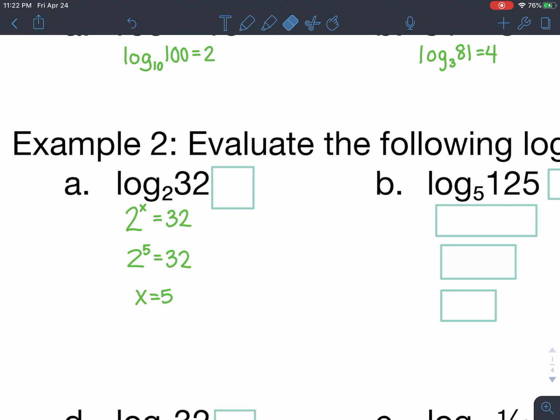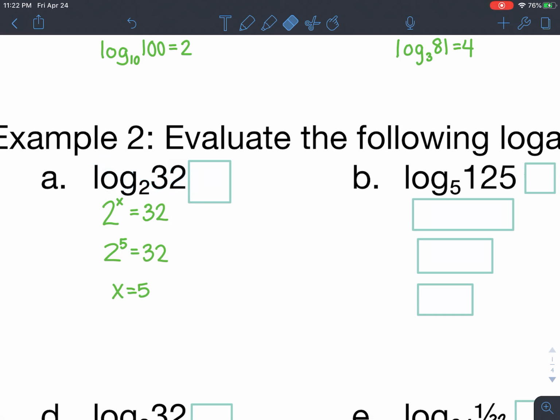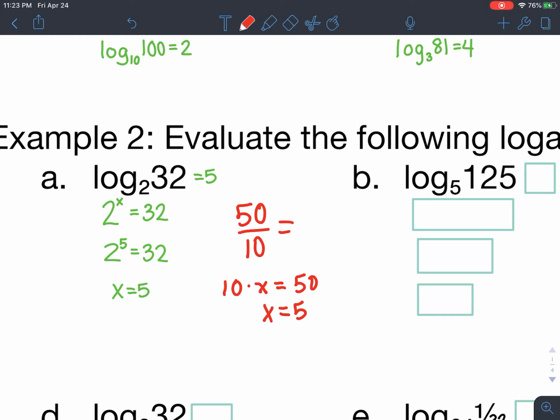Now, you don't really want to leave it as x equals 5, because there was no x in the actual problem. This isn't an equation up here. We're just evaluating. So after I got x equals 5, I just came up here and wrote equals 5. Similarly, if we had 50 divided by 10, you could say, okay, that's 10 times x equals 50, x equals 5. But there's no x here. So really, we should say, just equals 5.